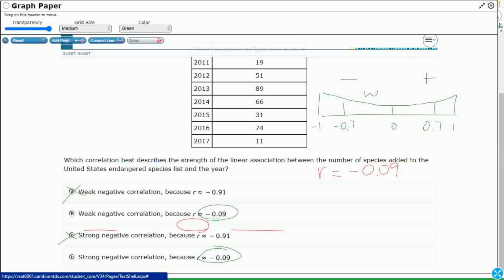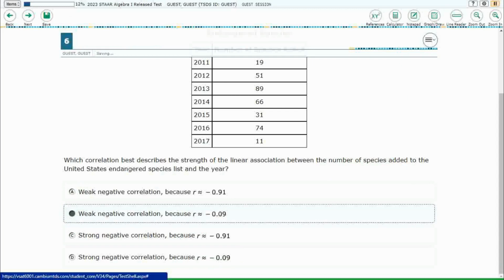Same with 0 and +0.7. Those are weak. It's only when you get past the 0.7, either positive or negative, that you're going to get strong positive or strong negative. So where does this fall? This falls right about there. It's very, very weak. There's not much of a relationship between the two. So our answer here is B, the weak negative correlation.